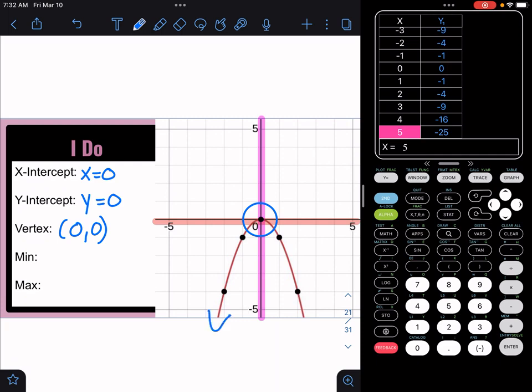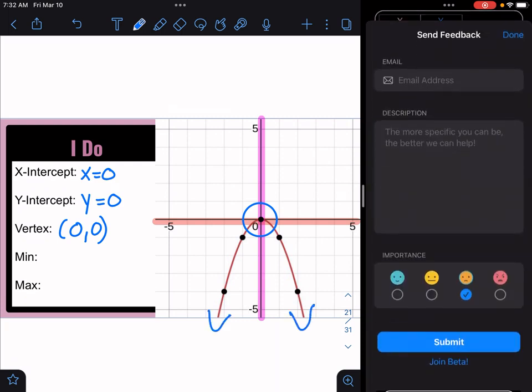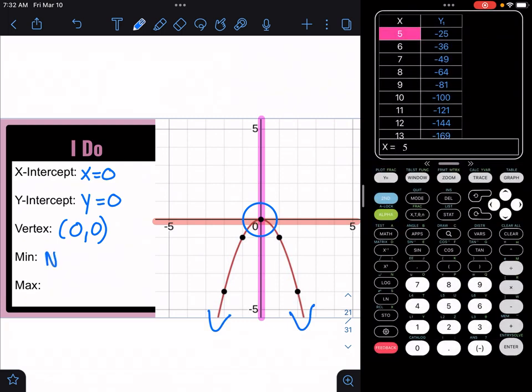And now you have to think about, is there a minimum or a maximum in this parabola? If this parabola is pointing downwards, that means there can never be a minimum because I never know how low it's going to go. It's going all the way until negative infinity. But I do know what the maximum point is. My maximum point is 0, 0. That's the highest that the graph is ever going to go.